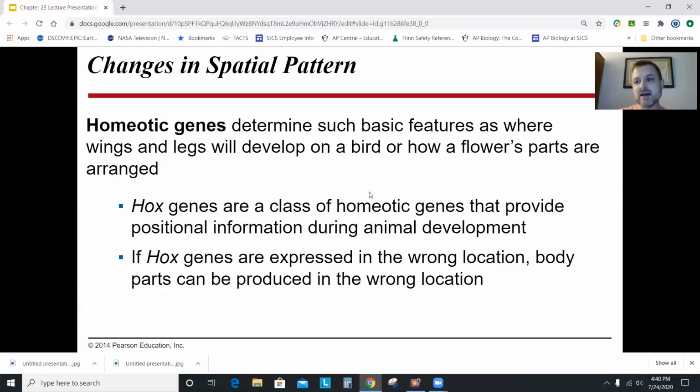So, an insect has 6 legs. A spider has 8 legs. Do you need a bunch of different genes for that? Not necessarily. You could just have changes in homeotic genes, which tell you how many legs there should be or where you put the legs.